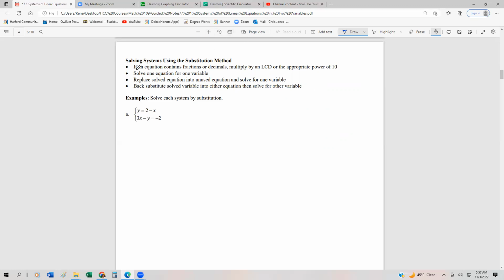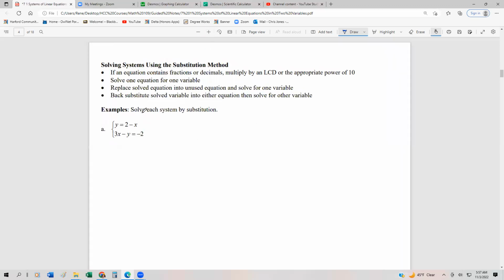If an equation contains any decimals or fractions, we're going to multiply by the least common denominator, or an appropriate power of 10 if it's a decimal. Then we're going to solve one equation for one variable. We're going to substitute the solved equation into the unused equation. We're going to get an equation in one variable, solve it, and then back substitute. For instance, we have this pretty elementary system of equations.